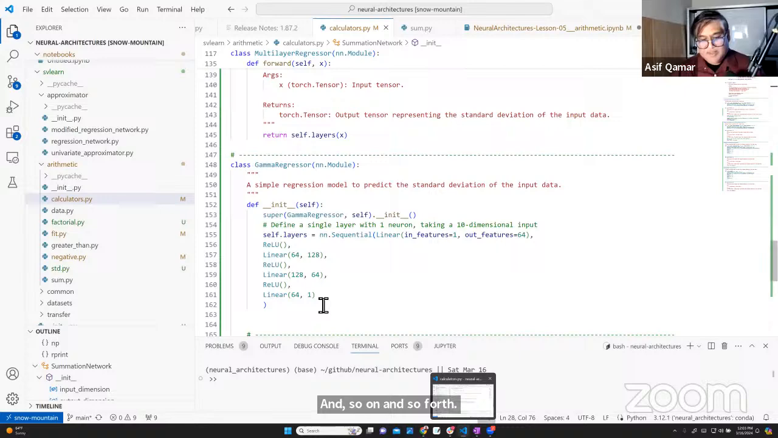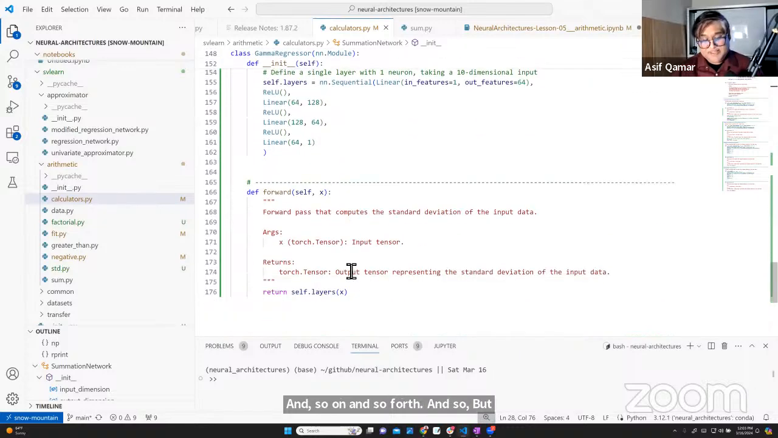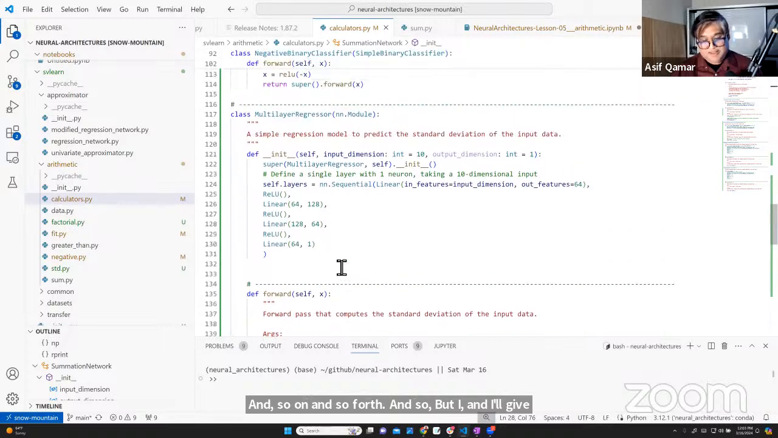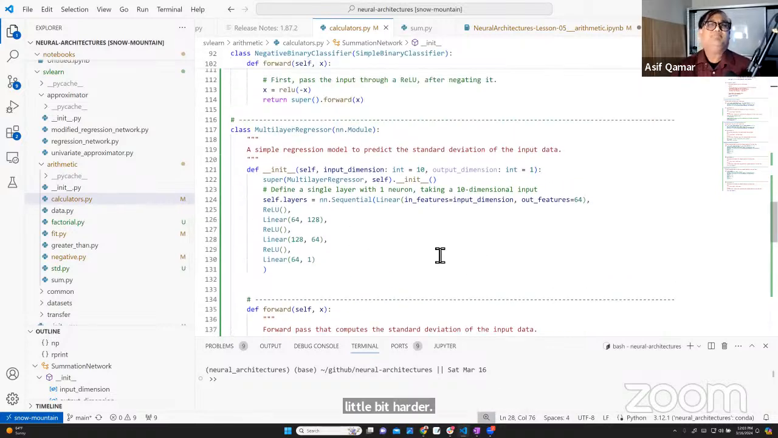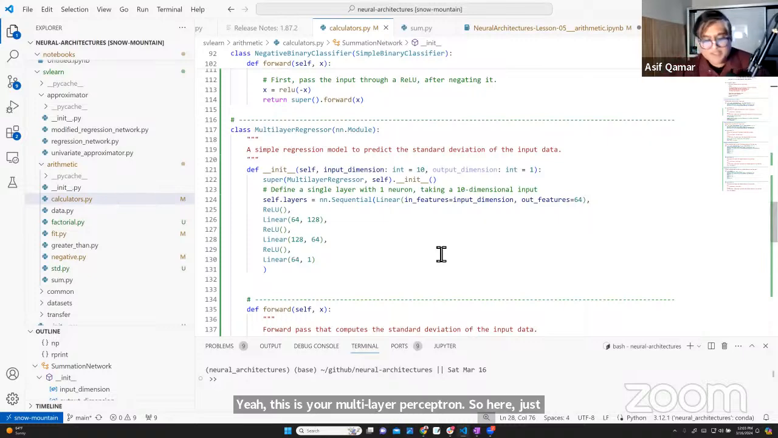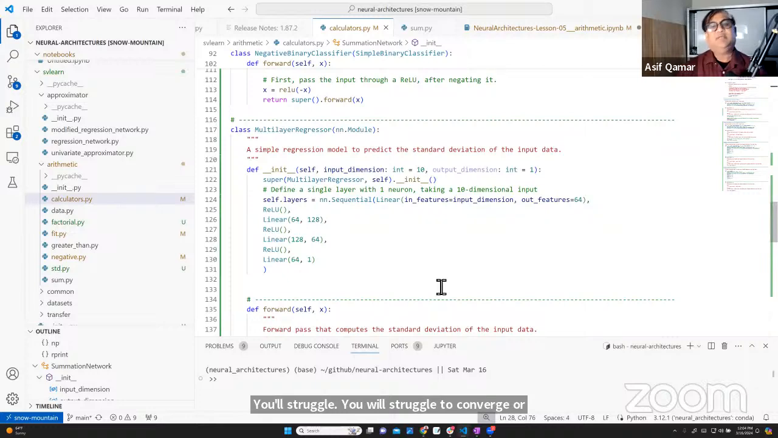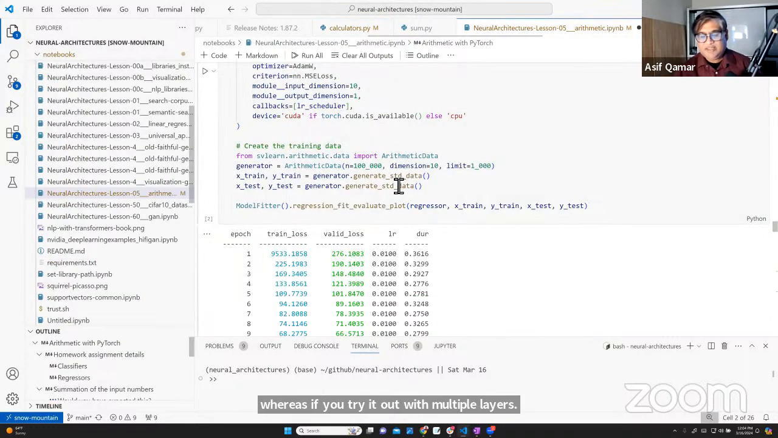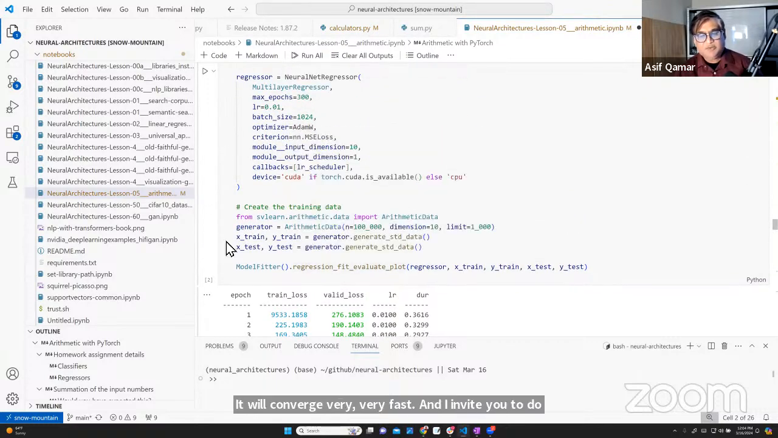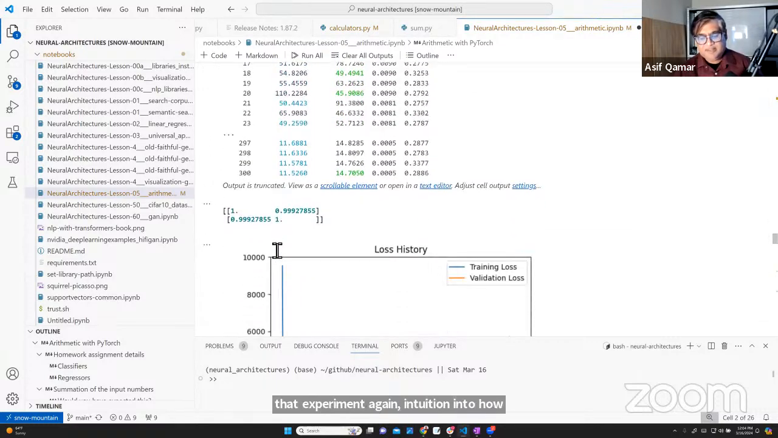But I'll give you an interesting problem after that, which is a little bit harder. Yeah, this is your multi-layer perceptron. So here, just for fun, I chose a larger layer to emphasize that even though the universal approximator says that a single layer of neurons can approximate any function, if you try to do standard deviation with just 1 layer and 10 or 15 neurons, you'll struggle. You will struggle to converge. Whereas if you try it out with multiple layers, it will converge very, very fast. And I invite you to do that experiment to gain intuition into how these things work.